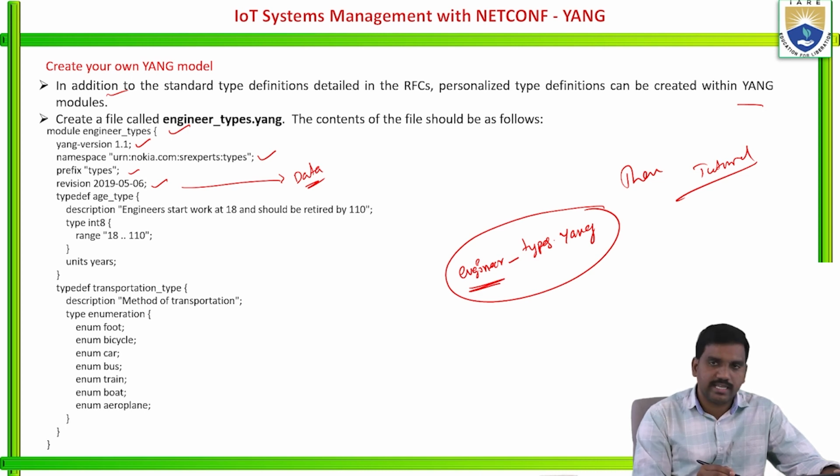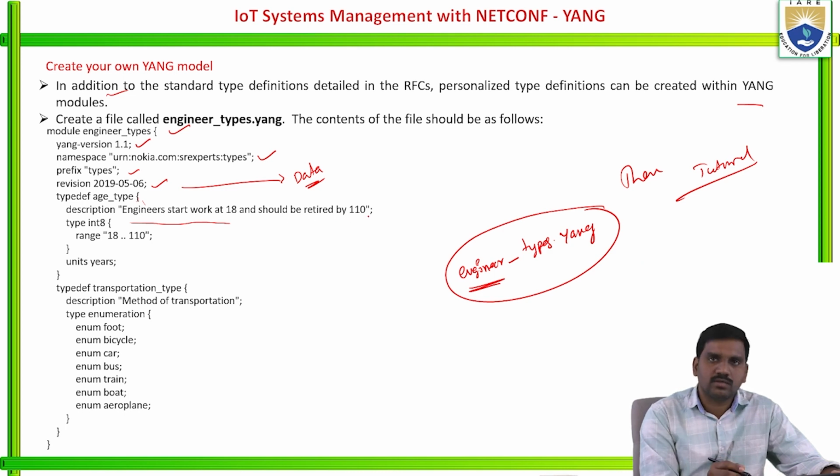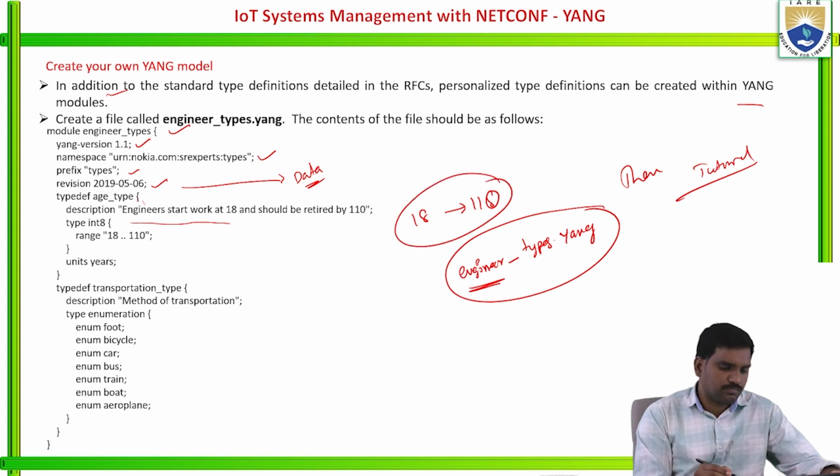Next, typedef age_type, and again the bracket begins. Description: engineers start work at 18 and should retire at 110. So we define the range: the age should be between 18 and 110. Here the range is 18 to 110. Next, typedef transport-type, which is the mode of transport they use. Description: method of transportation.